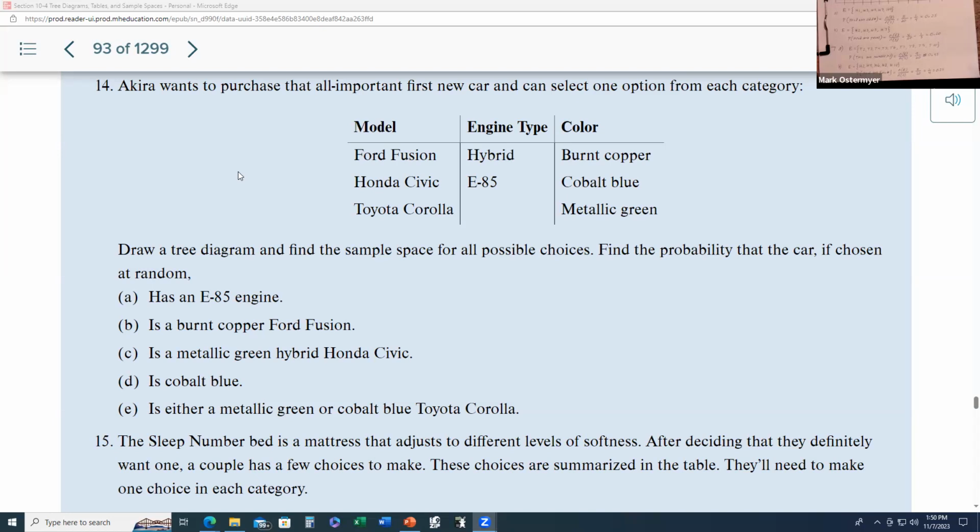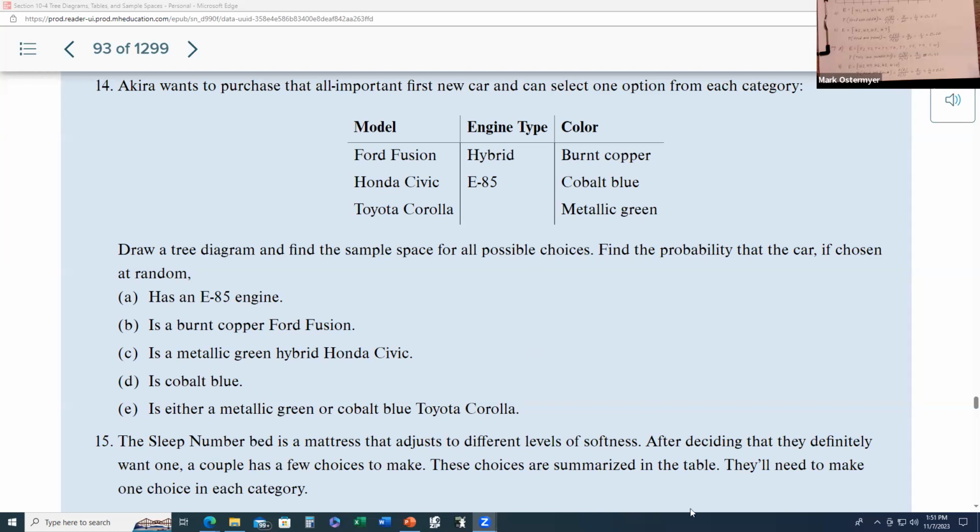Actually, I'm thinking about it here, and let's see. Which way do you think might be a little bit easier, in all honesty? Tree or table? Table. You want to make a table, you can.